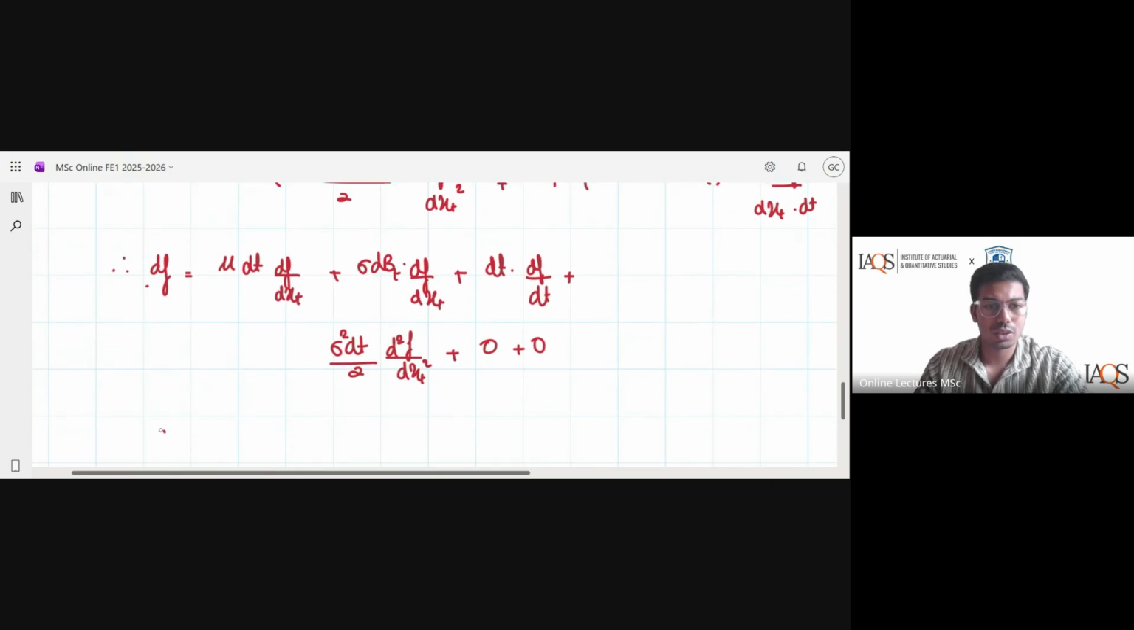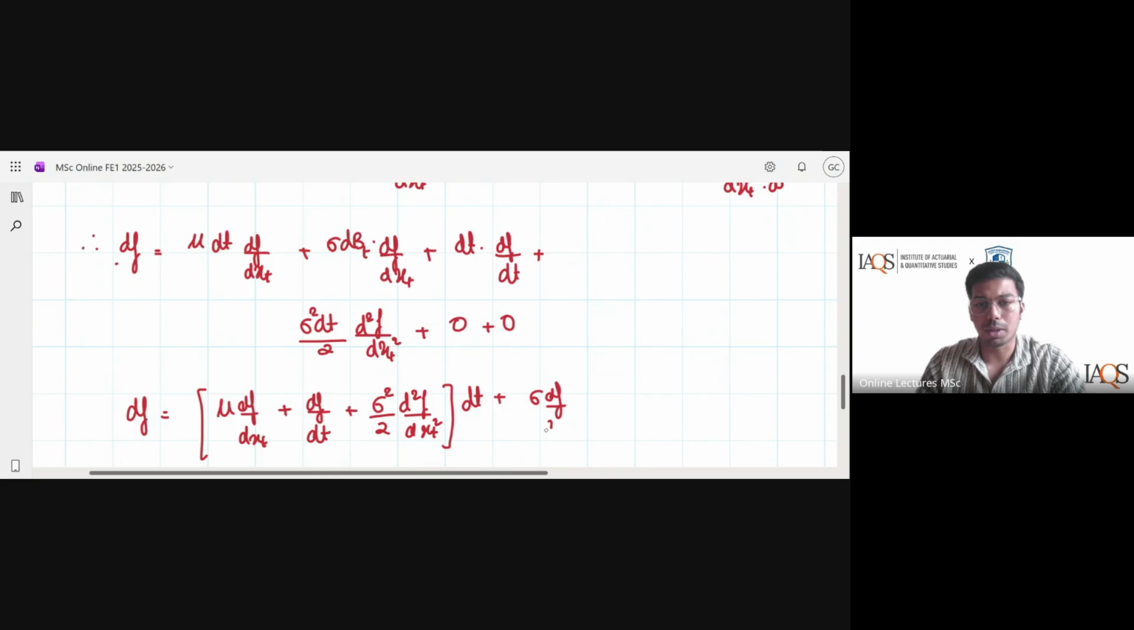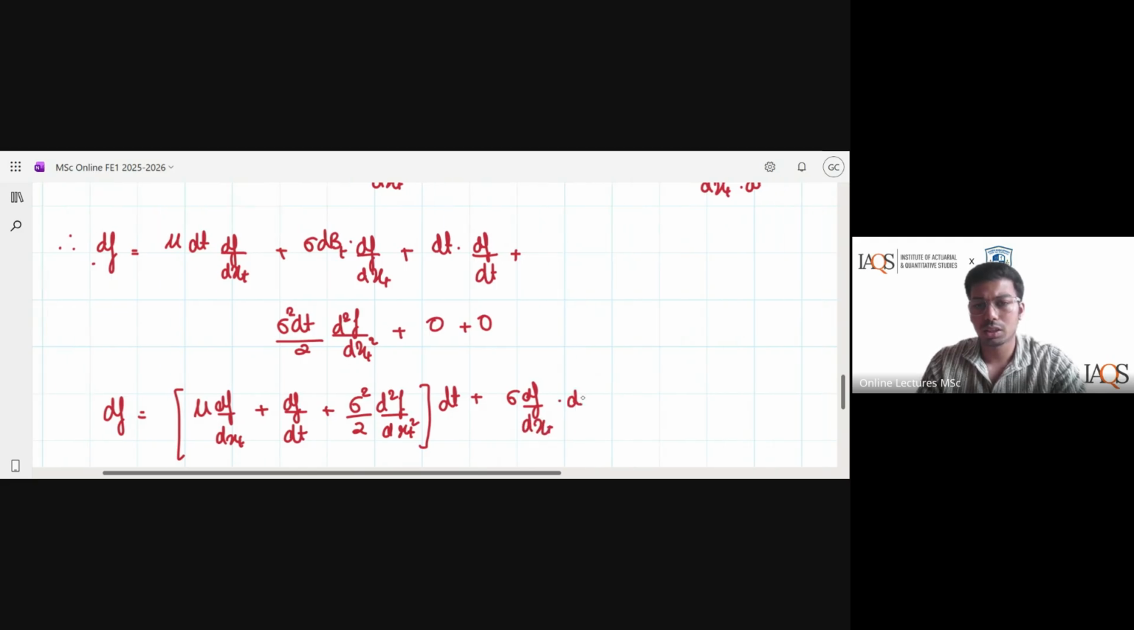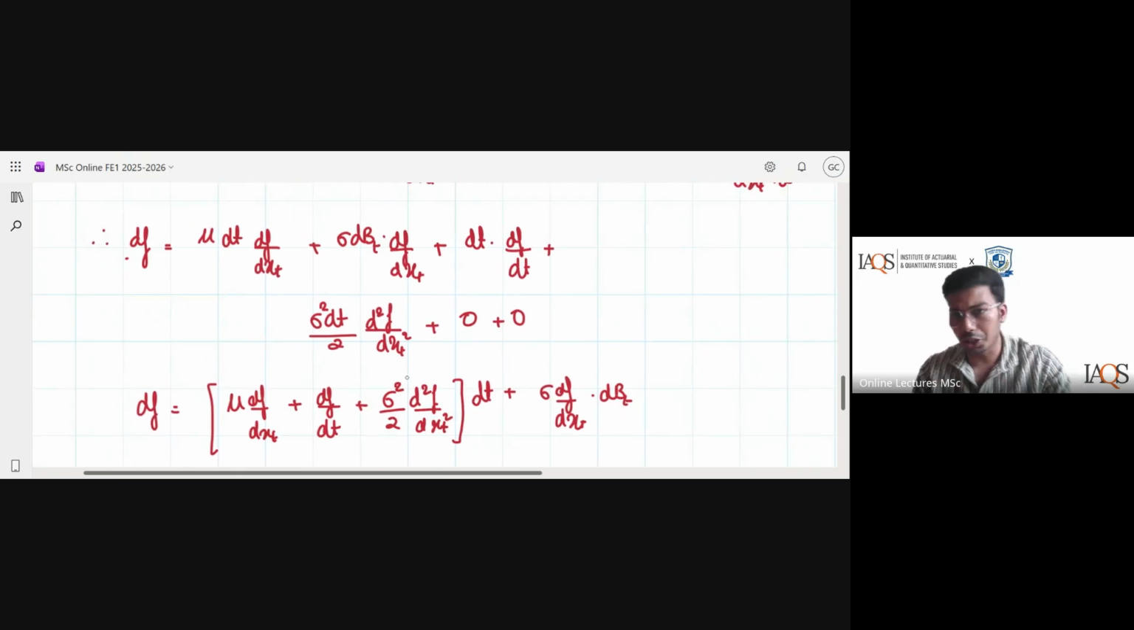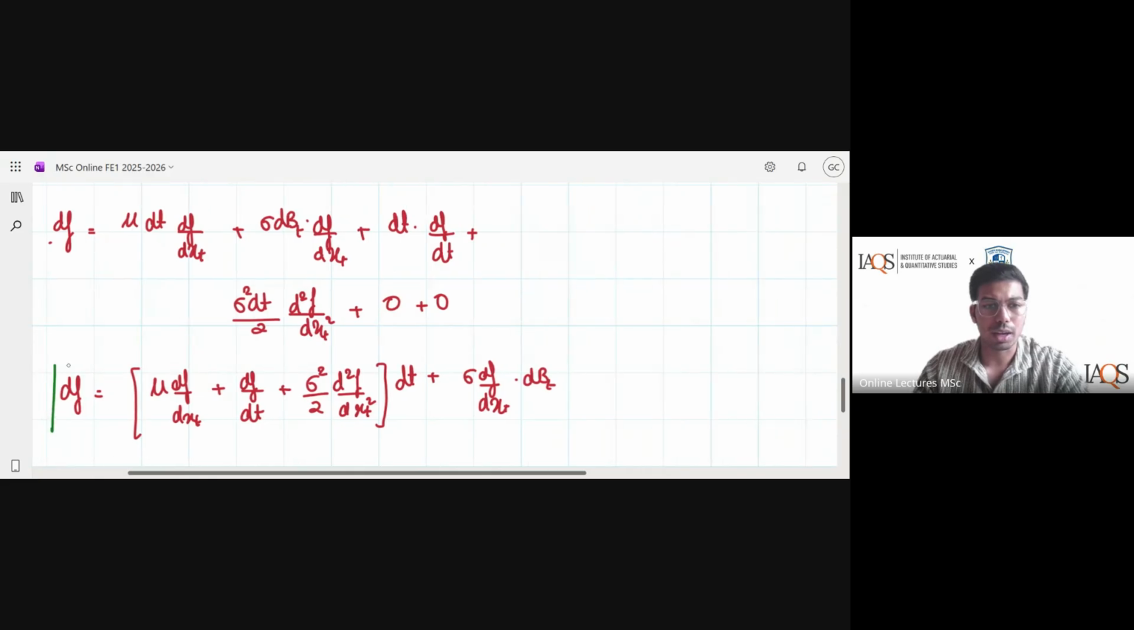Now, if I solve this, df, I'll take all dt terms together, all dbt terms together. So I have mu df by dxt plus df by dt plus sigma square by 2 second derivative of the function with respect to xt square, the whole dt, plus sigma df by dxt into dbt. I've just taken all dt terms together, all dbt terms together because that is how my HDA looks like. This equation is called the multi-factor lemma.